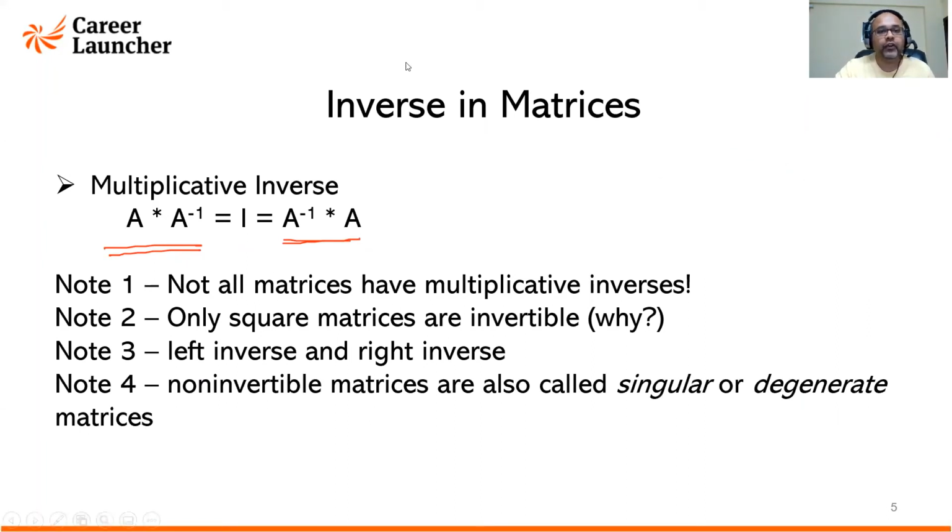Right, moving forward. The fourth note which I want you to understand is that non-invertible matrices are also called singular or degenerate matrices, which means a matrix that does not have an inverse is called a singular matrix. Now this word was actually used in IPMAT 2019, I believe. They directly said the matrix is singular. So if you don't understand the meaning of it, you will never understand how to solve the question. So a matrix which does not have an inverse is called a singular matrix, or the other word is degenerate matrix.